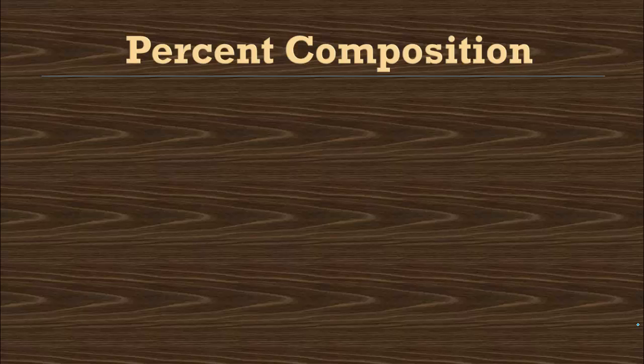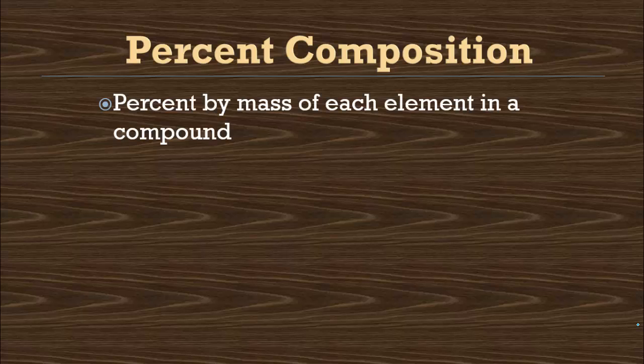So our new thing we're going to look at is percent composition. So we're going to take a formula and find out what percent of that formula each element contains. So in definition, it is the percent by mass of each element in a compound.